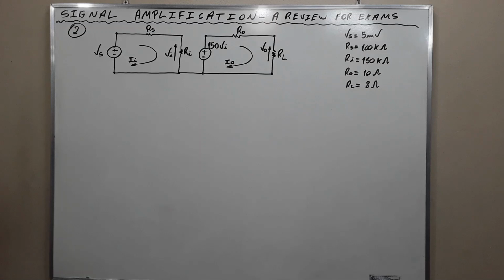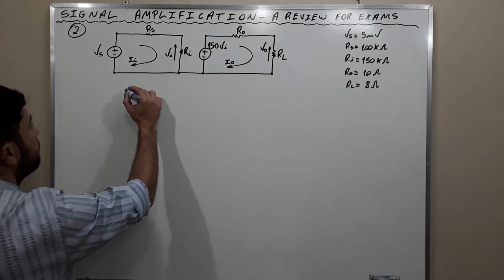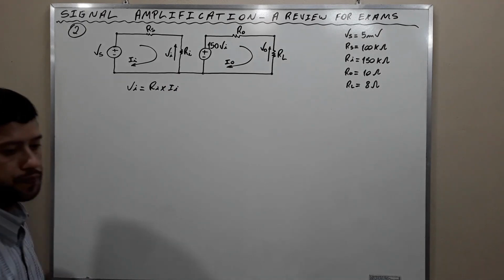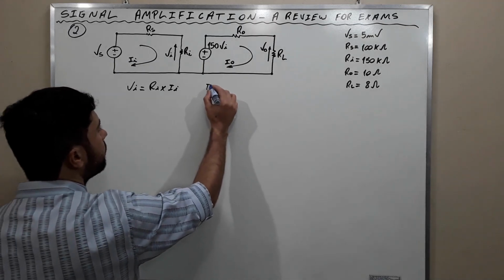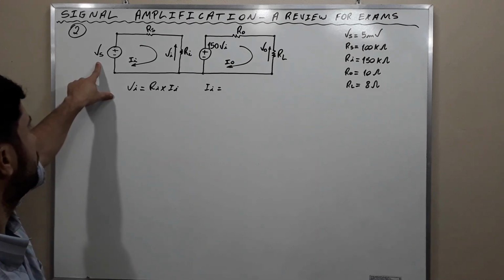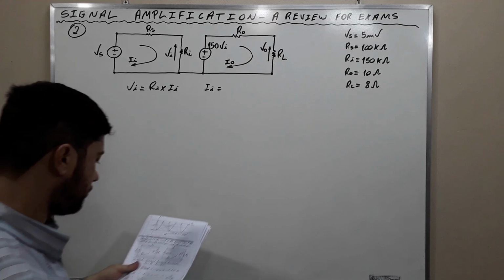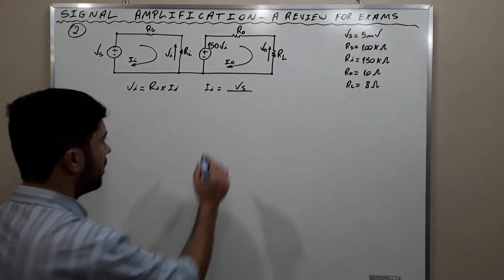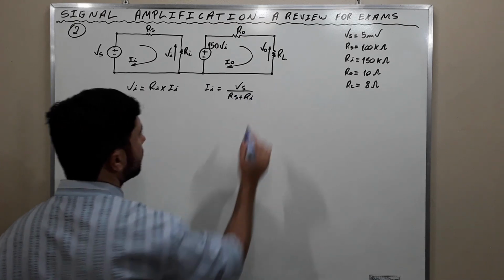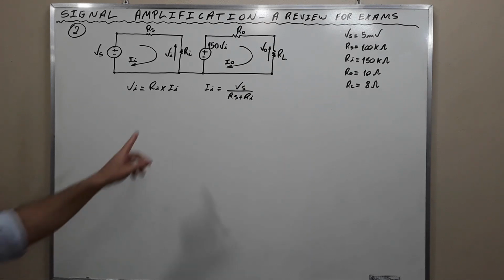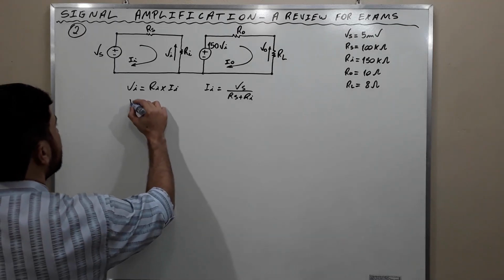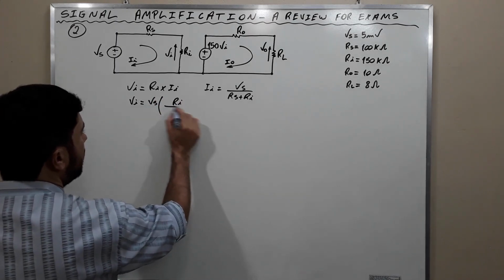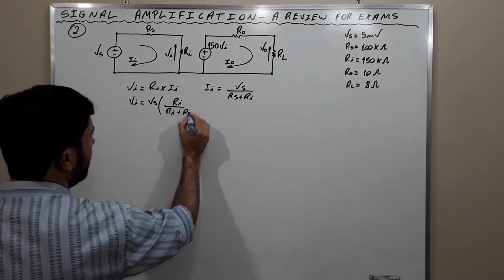Firstly, we're going to calculate the voltage gain. Observe that Vi is equal to Ri times Ii, where Ii is equal to the voltage of the power supply, Vs, divided by the resistances Rs plus Ri. Combining these two, we find that Vi is equal to Vs times Ri over Ri plus Rs.